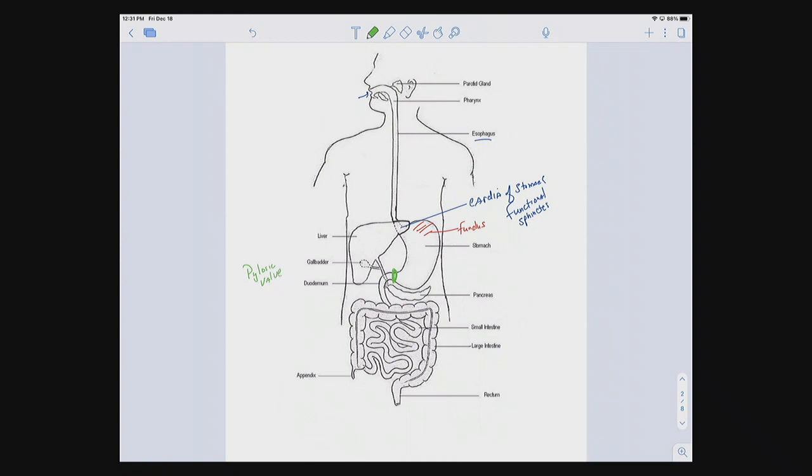And unlike the cardia or the functional sphincter of the cardia, the pyloric valve is a sphincter. It is a well-developed anatomical sphincter. A lot of circular, smooth muscle, and it's a very strong sphincter, and it's a very strong valve.